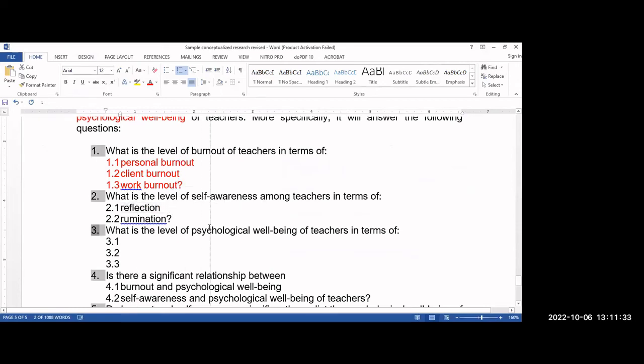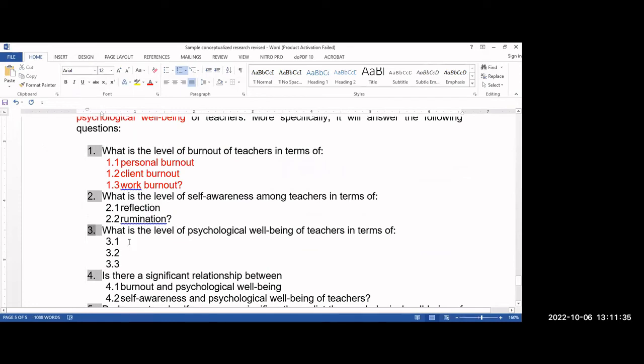So the next question, kasi tatlong variable, the last descriptive question is focused on the dependent variable. The dependent variable is the psychological well-being of teachers. And you can ask what is the level of psychological well-being of teachers in terms of, so wala pa akong nakitang questionnaire, but of course, this particular psychological well-being is multidimensional.